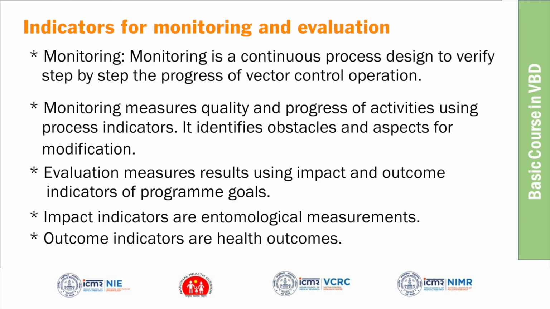Now we have the other component also, that is indices. Once the spray is applied, what are the indicators you will measure? Indicators for monitoring and evaluation. What is the definition of monitoring? Monitoring is a continuous process designed to verify step by step the progress of the vector control operation. Monitoring measures the quality and progress of activities using the process indicators. What is a process indicator? The next slide I will explain.